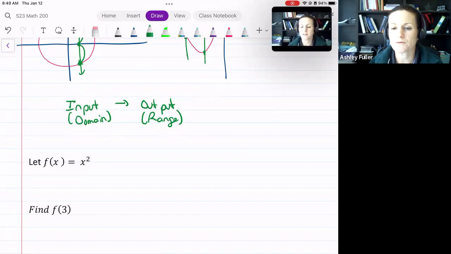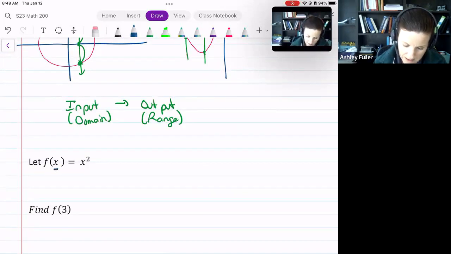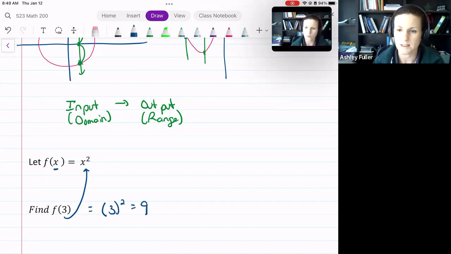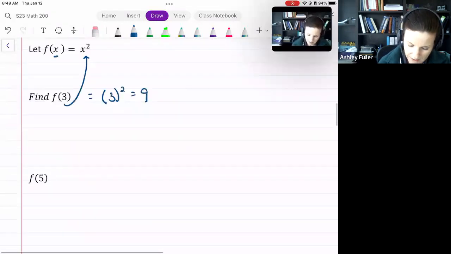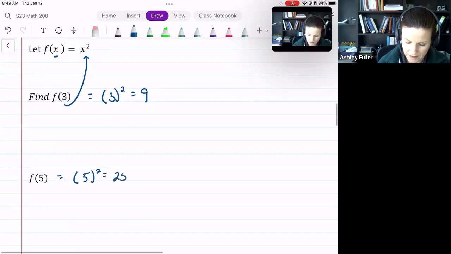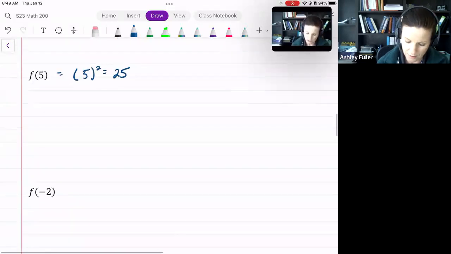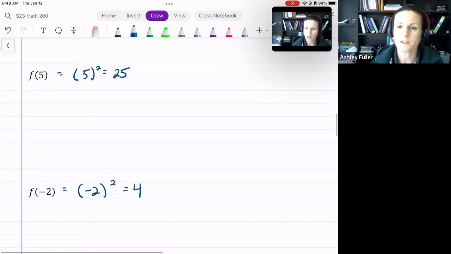If we have a function rule, f of x is equal to x squared, that means we take whatever is here and we plug it in for x. This will then become 3 squared, which is 9. Likewise here, using the same rule, 5 squared is 25. Do be extremely careful when dealing with negatives. It is negative 2 squared, which comes out to a positive 4.